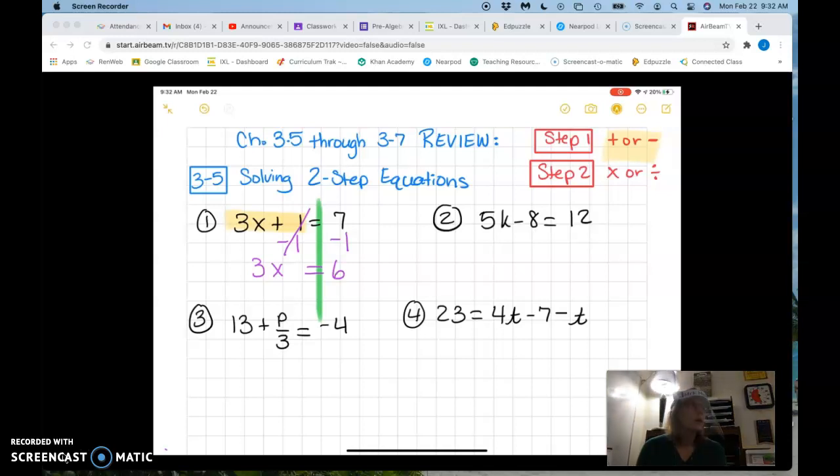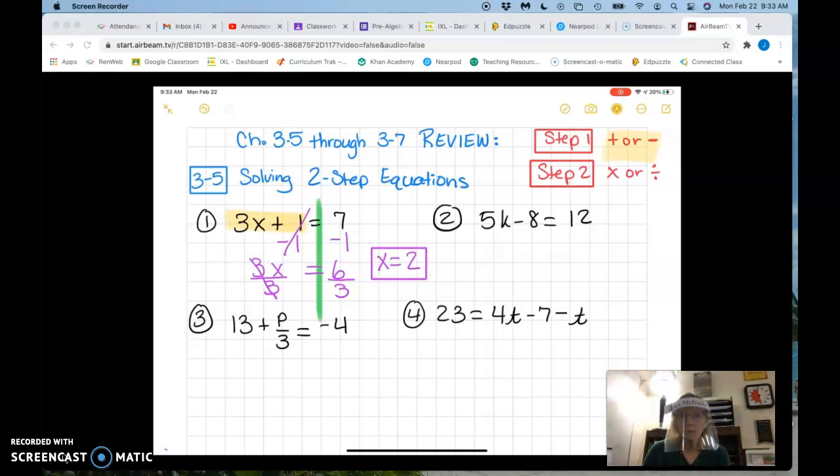Now, again, I'm going to keep looking at the variable and do the opposite. So what operation is happening with the variable? What one is happening right now, though? Multiplication. So we're doing the opposite, which is division. Good. Divide by whatever is next to that variable. So the 3's cancel out, and I'm going to have to write over here because I ran out of room. And x equals, what is 6 divided by 3? 2. So my answer to number 1 becomes 2.